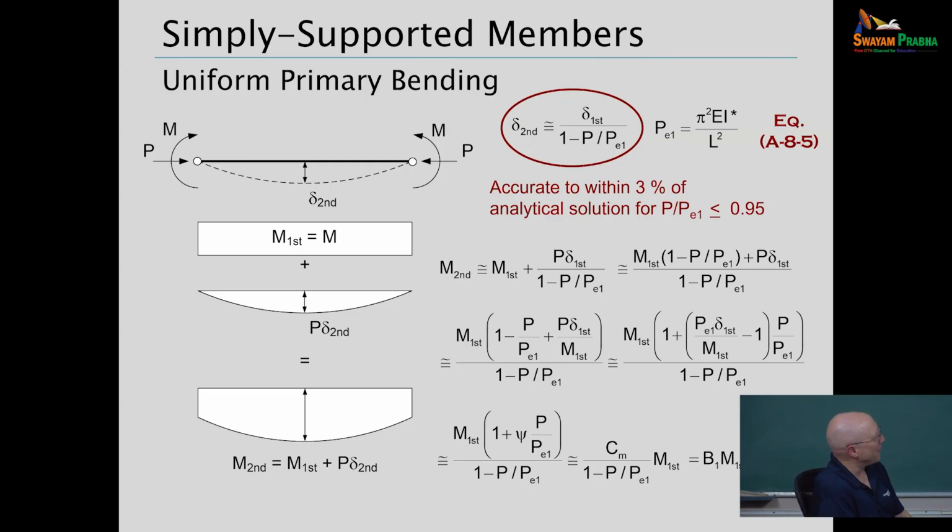If we have a first order analysis, we amplify the moments by B1 to get our estimate of the second order moments. Now, everywhere you see a red equation out here to the right, that's referencing the AISC standard, in this case Appendix 8 of the AISC standard. That's where that equation is coming from. And in the general information tab that was provided on the Google Drive, the PDF of the AISC specification and commentary are there for your ease of access.